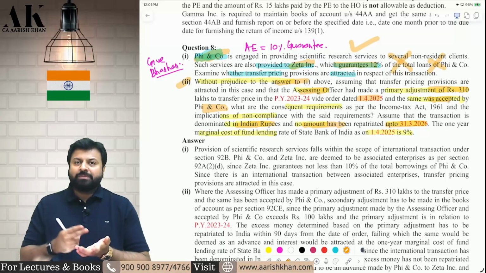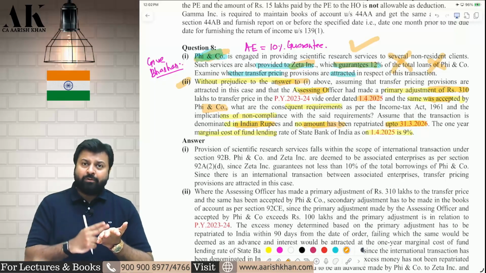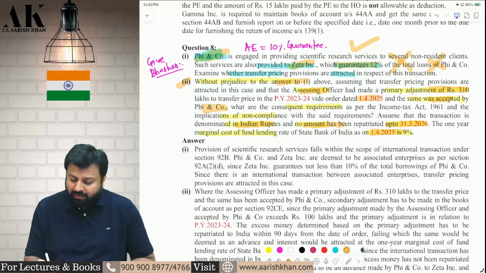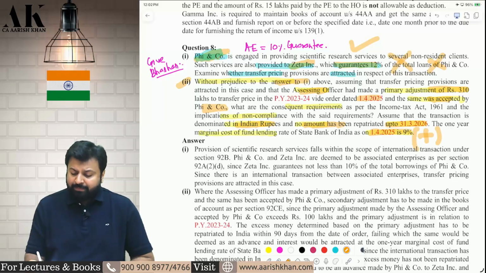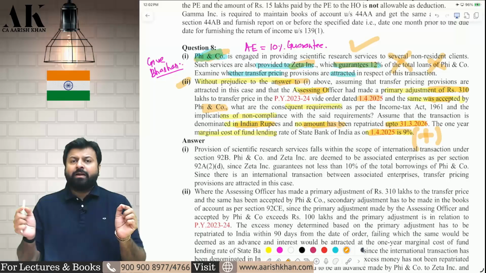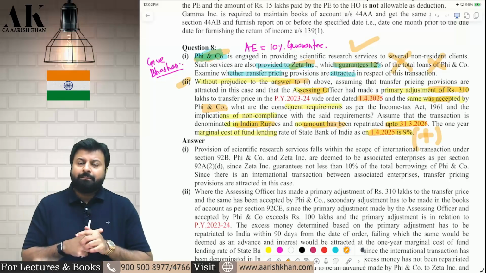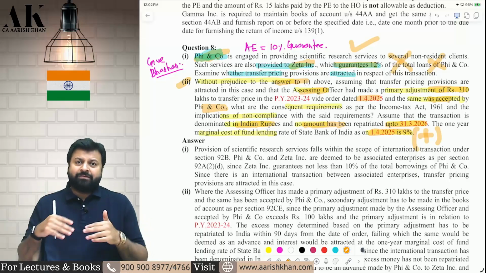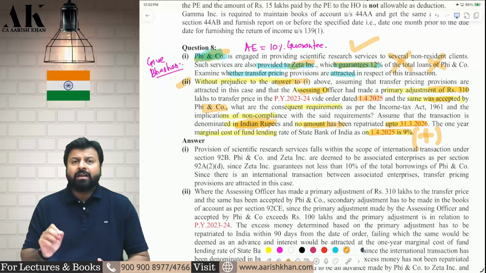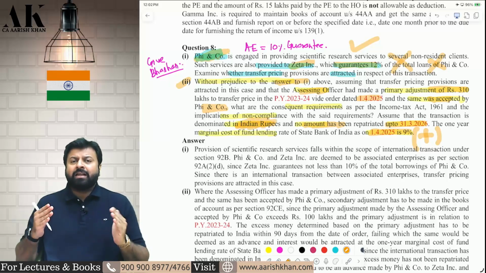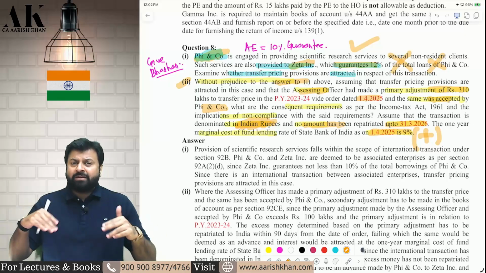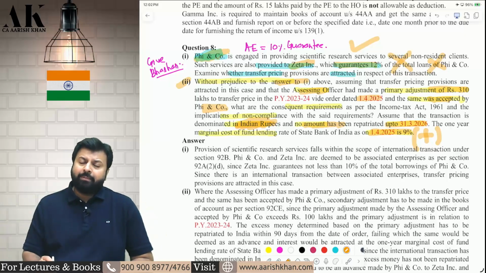So how the primary adjustment will be charged? 3.1 crore will be considered as deemed loan multiplied by SBI's MCLR on 1st April 2025 plus 3.25%. So 12.25% will be the rate of interest. Multiplied by 365 divided by 365. Because the loan is denominated in INR, therefore you will take SBI MCLR. If the loan is denominated in foreign currency, then we will take LIBOR. LIBOR plus 3%. 6 months LIBOR plus 3%.